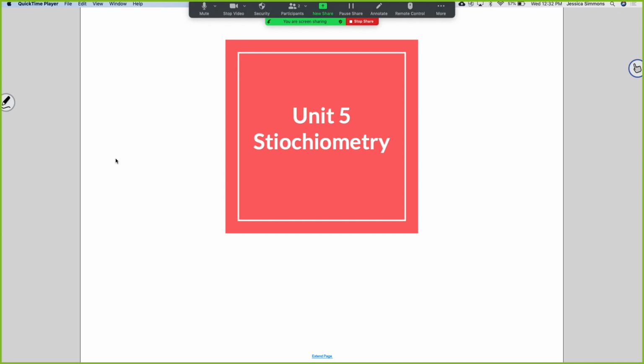All right. Unit 5, stoichiometry. So we're going to take a combination of everything we've done so far. We'll build up to naming, balancing, and we're going to be able to now convert between grams, molecules, moles of a substance to grams, molecules, and moles of another substance.